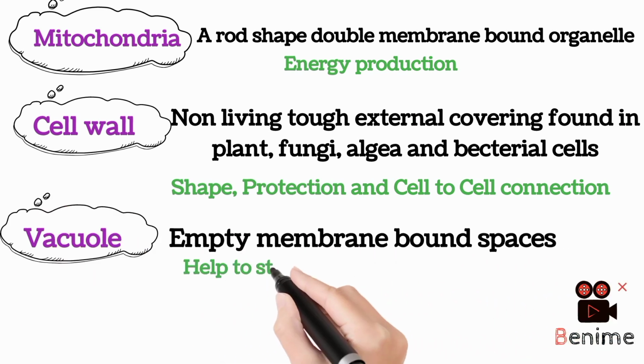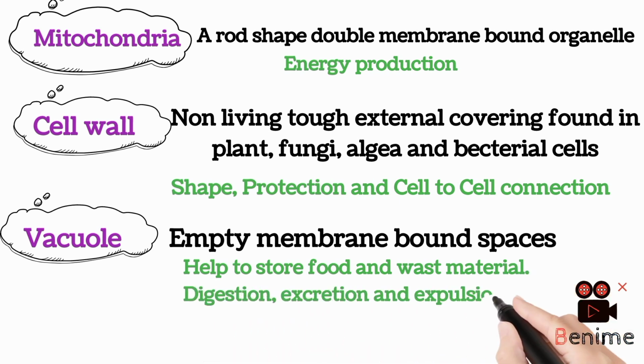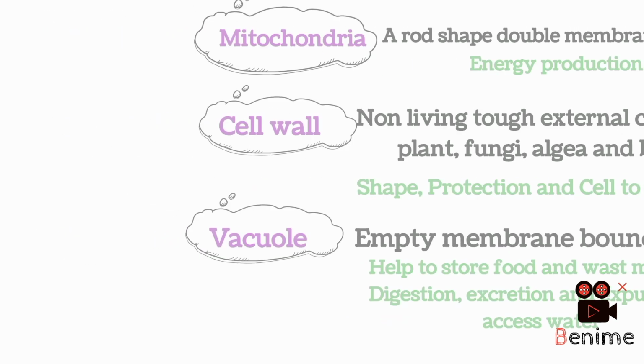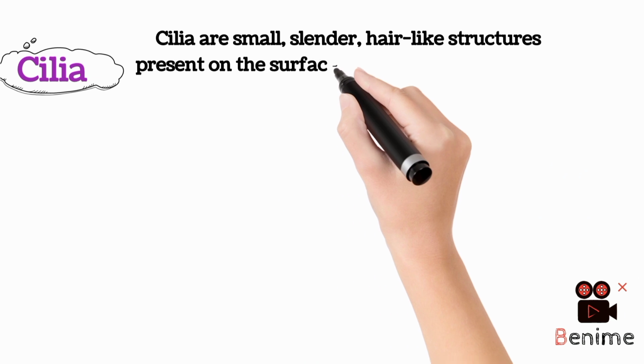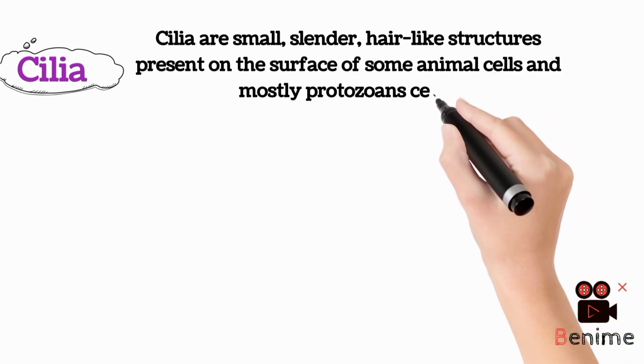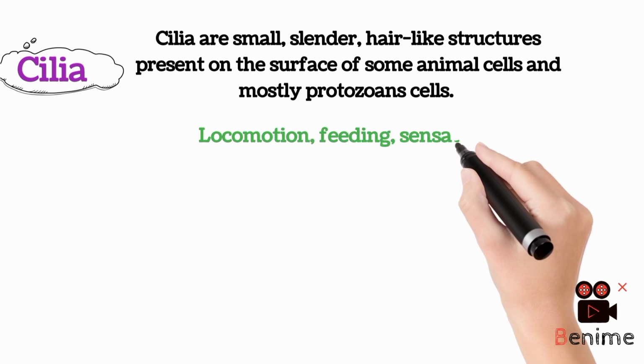Vacuole. Vacuoles are empty membrane-bound spaces. They help to store food and waste material of the cell and also play a role in digestion, excretion and expulsion of excess water from the cell. Cilia. Cilia are small, slender, hair-like structures present on the surface of some animal cells and mostly protozoan cells. Cilia play a role in locomotion, feeding and sensation.